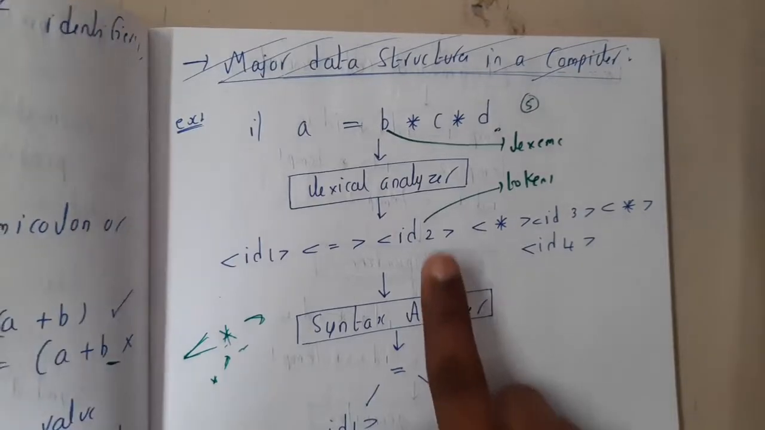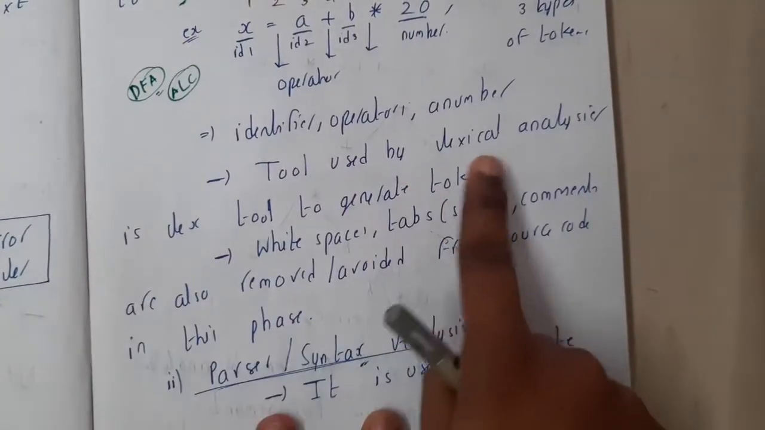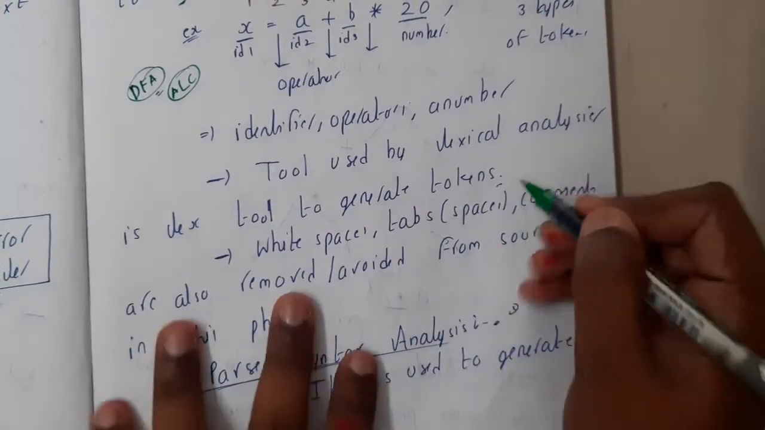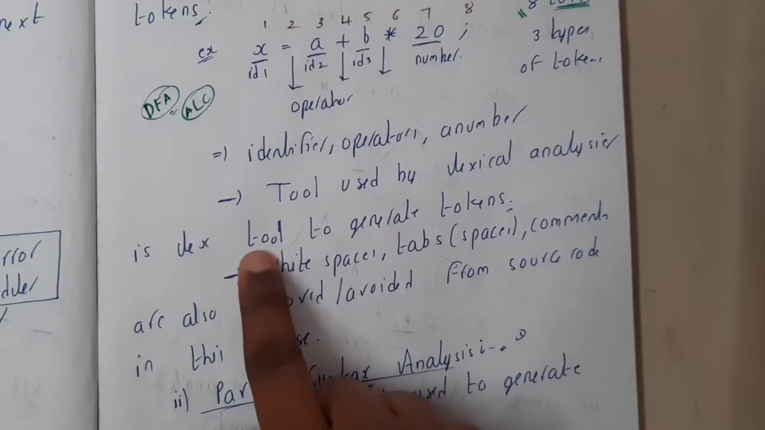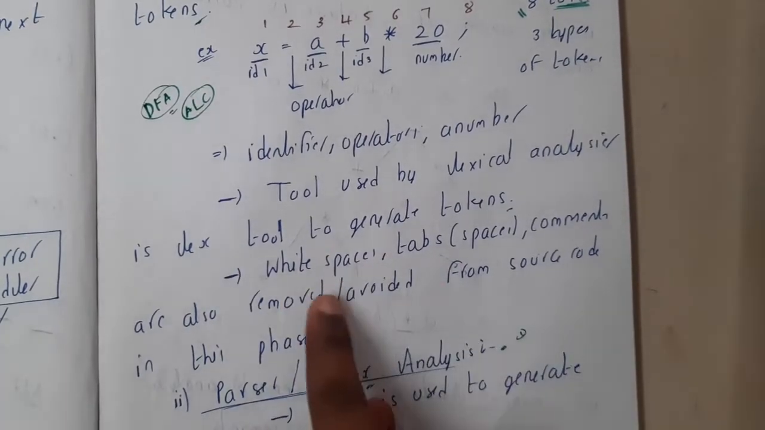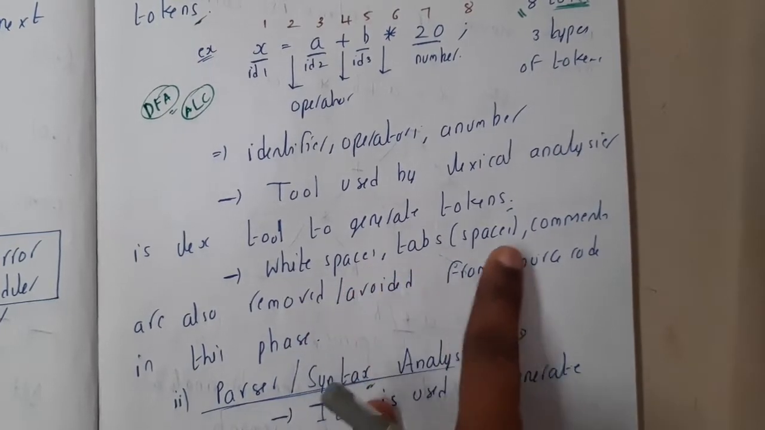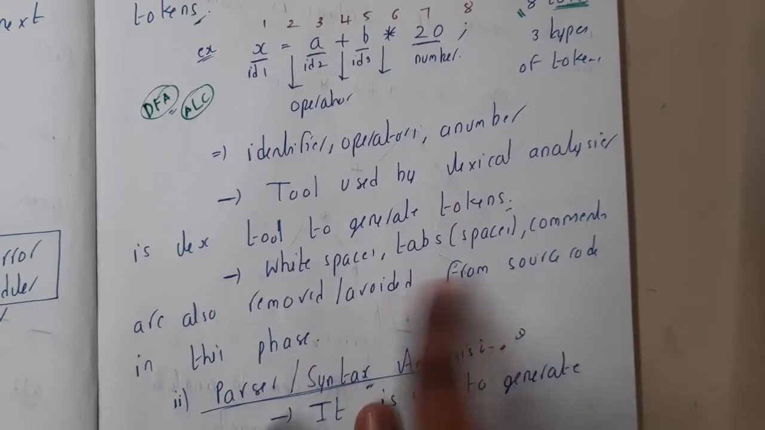So this is the work of the lexical analyzer, guys. The tool used by the lexical analyzer is a lex tool to generate tokens. Basically, to identify these tokens, we are going to use this lex tool. Lexical analysis is also going to remove white spaces, tab spaces, and comments from the source code.